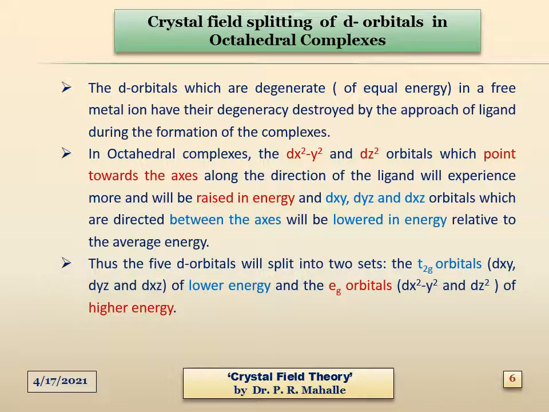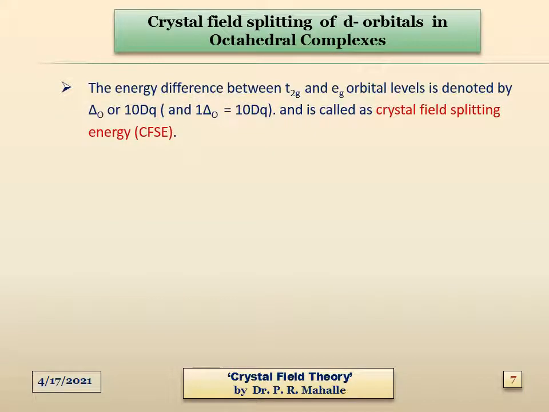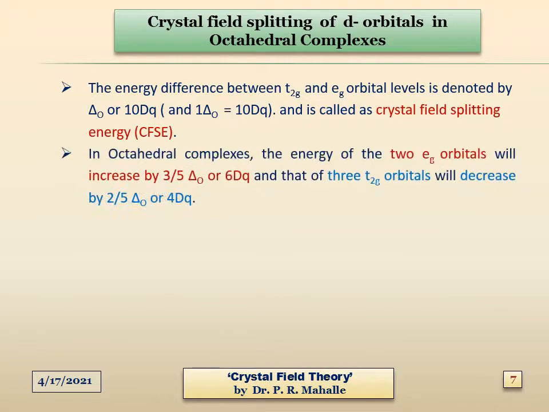Thus, the 5 d orbitals will be split up into two sets: t2g orbitals, dxy, dyz and dzx, of lower energy, and eg orbitals, dx square minus y square and dz square, of higher energy. The energy difference between these two sets of orbitals, t2g and eg, is called the crystal field splitting energy, and it is represented by delta O, where O is for octahedral field. In octahedral complexes, the energy of the two eg orbitals will be increased by 6 Dq, while that of the three t2g orbitals will decrease by 4 Dq.